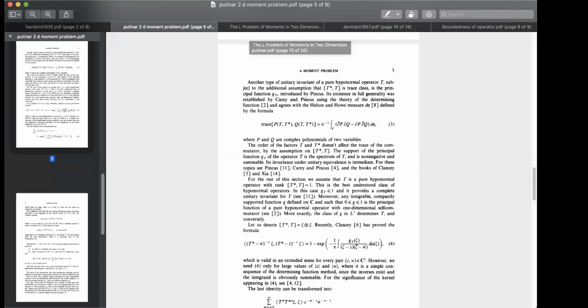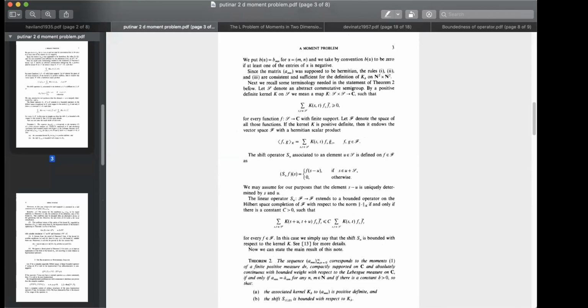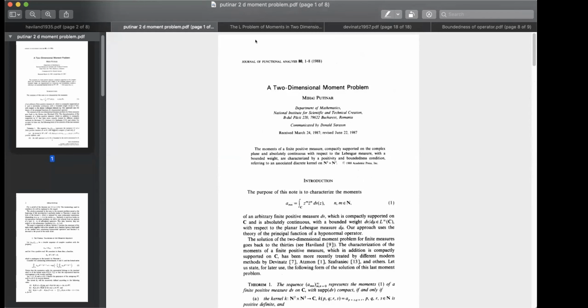So I think it's here. Actually, this guy has two papers, right? One is a two-dimensional moment problem. The other one is the L problem, and this one is later. So let's see.